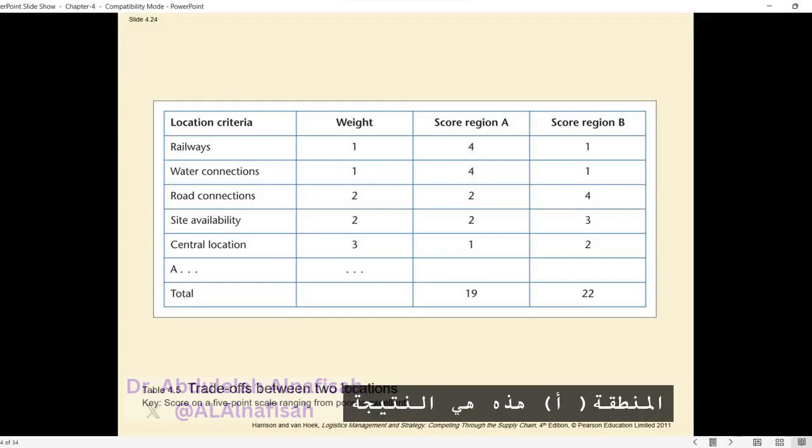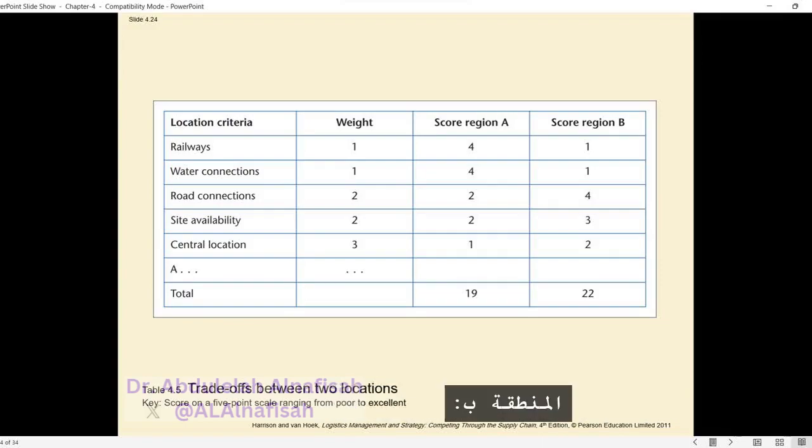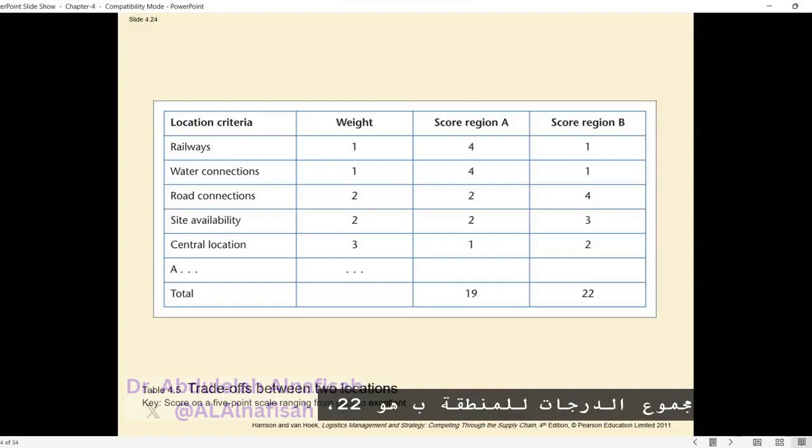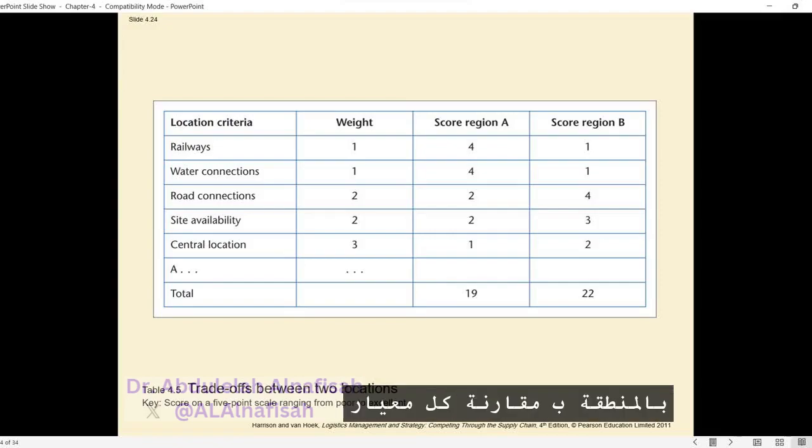Score Region A. This is the score given to Region A for each criterion based on some evaluation method. The total score for Region A is 19, which is the sum of the scores for each criterion. Score Region B. This is the score given to Region B for each criterion based on some evaluation method. The total score for Region B is 22, which is the sum of the scores for each criterion.